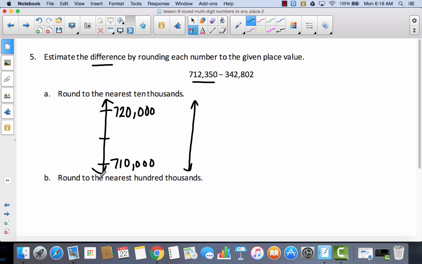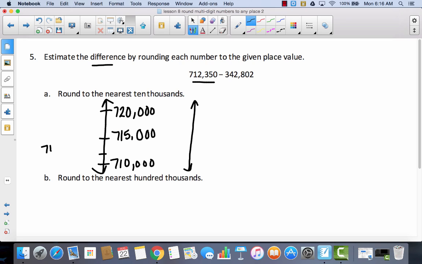So what's halfway between 710 and 720? Well, that would be 715. And since we're talking about thousands, that would be 715,000. So now I'm going to figure out where 712,350 goes on the vertical number line. Where do you think it goes? Well, hopefully you said it goes in the bottom part because it's less than 715,000.